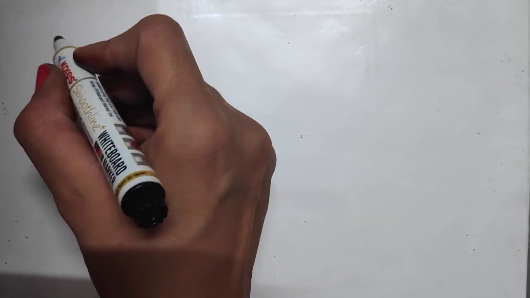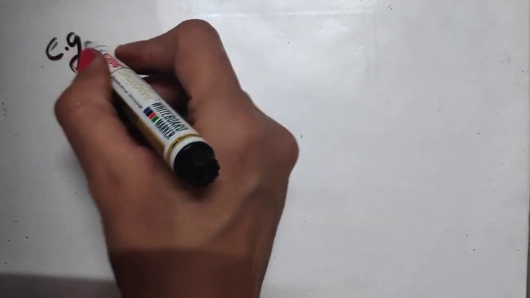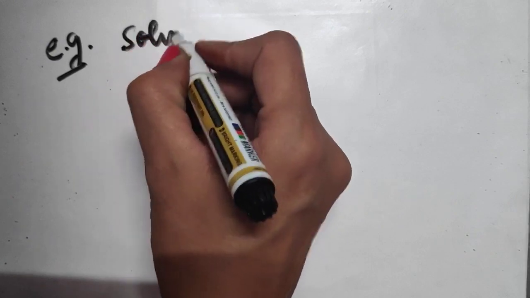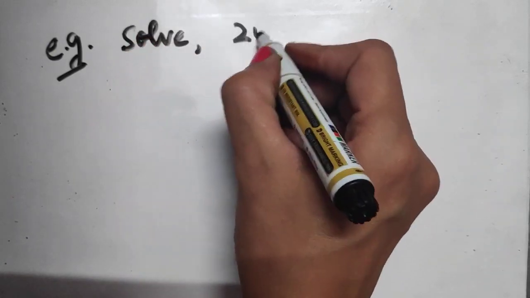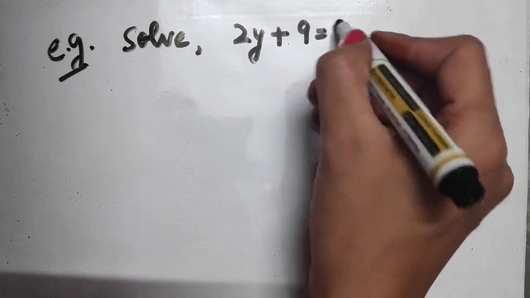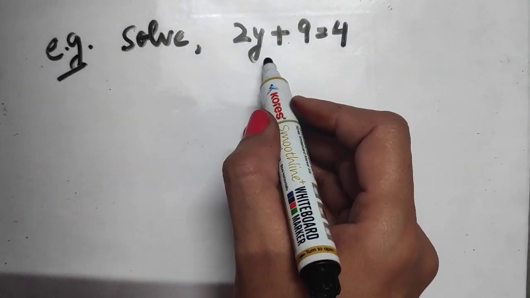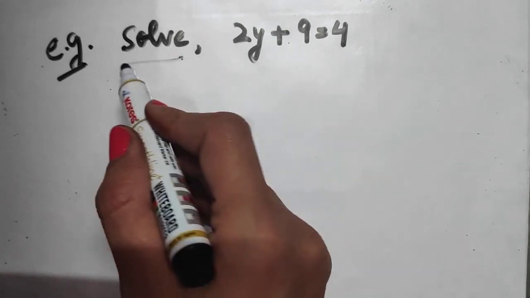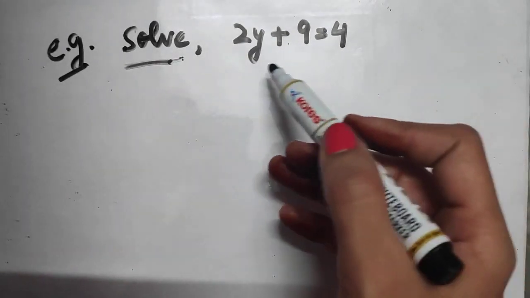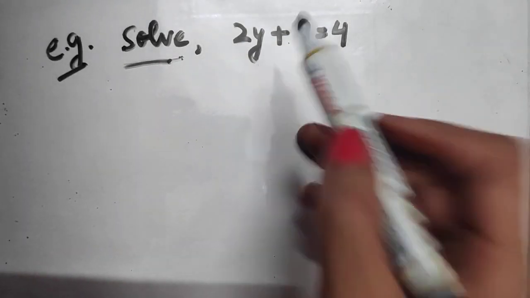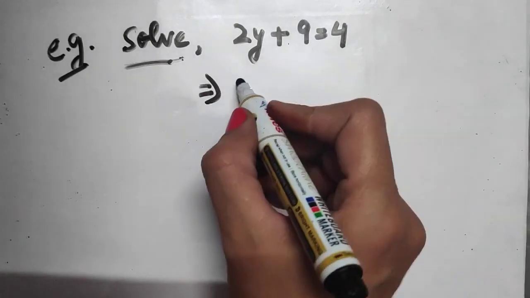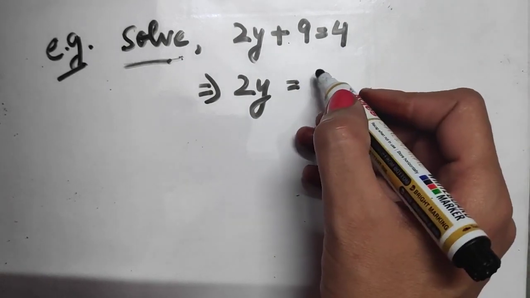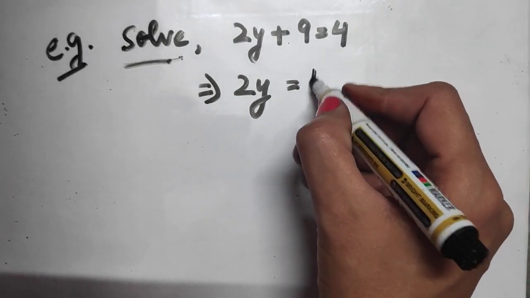Let us talk about another example. I am taking another example, that is we need to solve 2y plus 9 is equal to 4. Solving here means we need to find the value of y, or it can be written as find the solution of the given equation. In that case also you are supposed to find the value of y. So the first step I am doing is I am keeping 2y on this side. Rest I am going to shift everything on the right hand side.